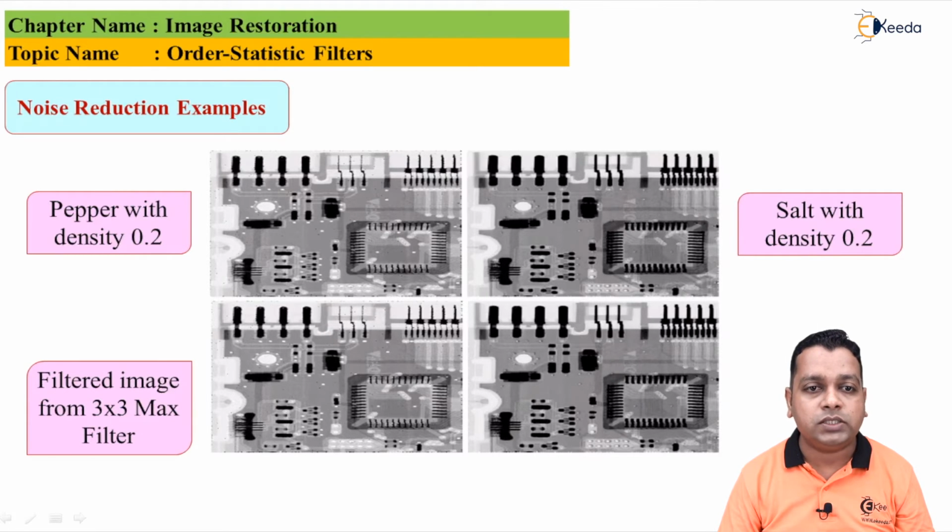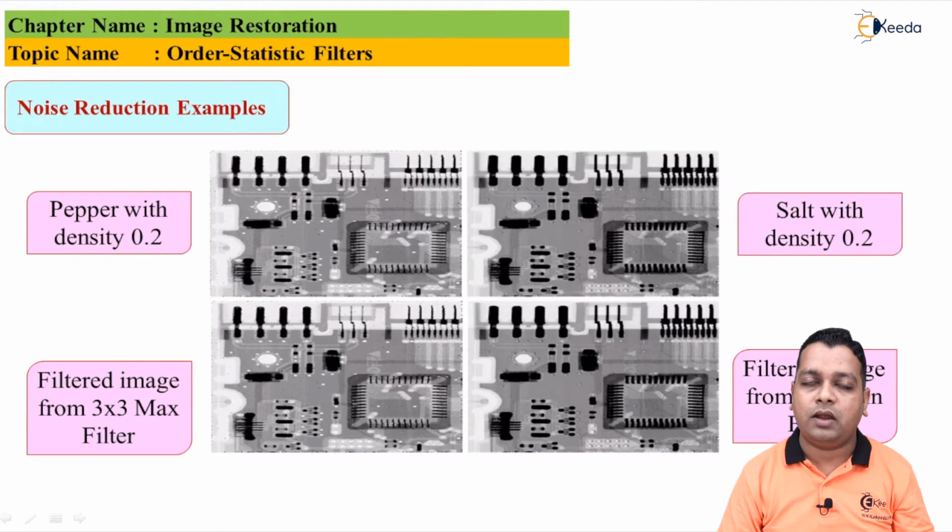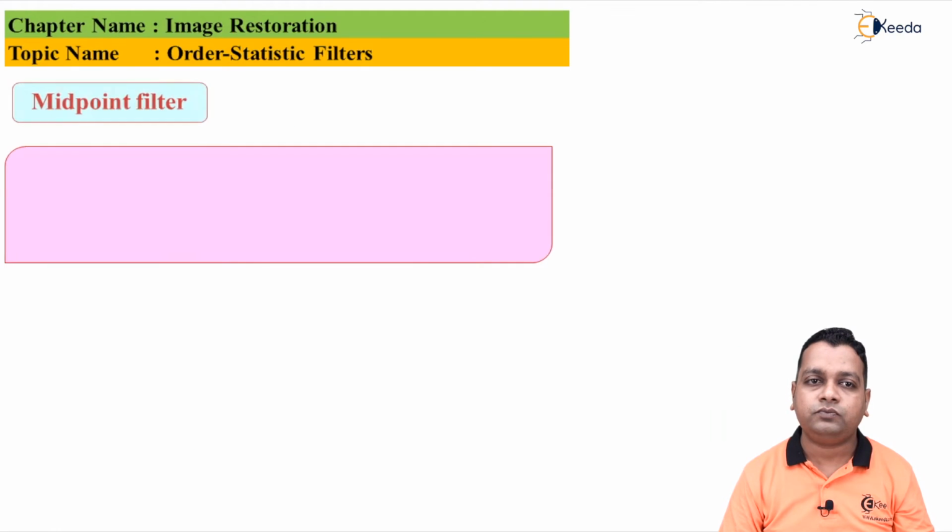Now the first image we filter with the max filter of 3x3 dimensions. This is the resultant image we obtain in part C, or the third image. On the other hand, when we filter the salt noise affected image with density 0.2 with the min filter having the filter mask dimension 3x3, this is the resultant image. Both the images are clear, with the reduction of noise in comparison to their original ones.